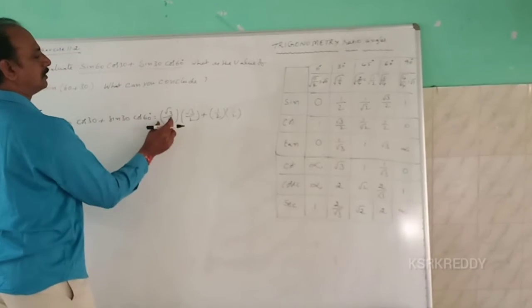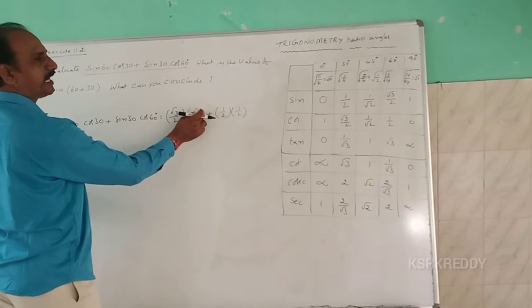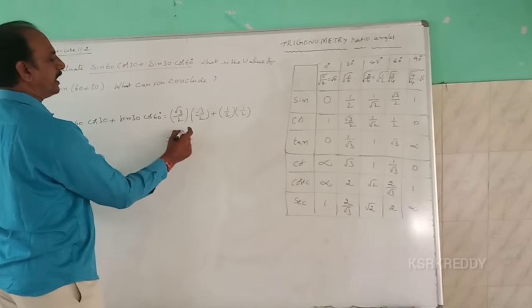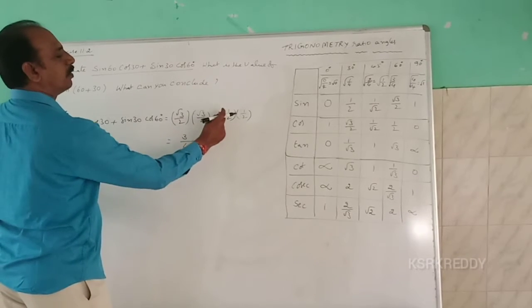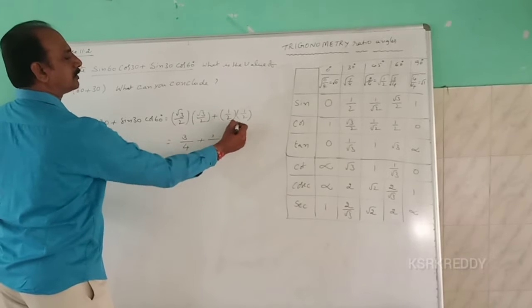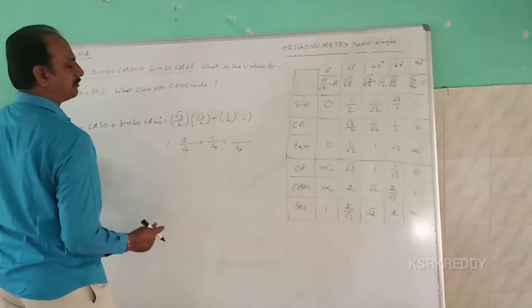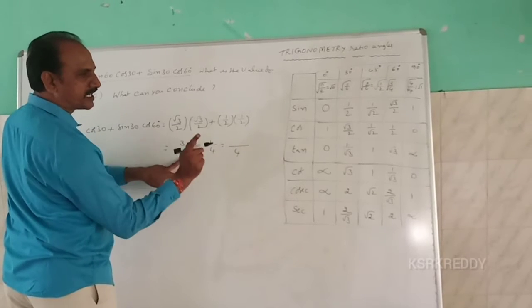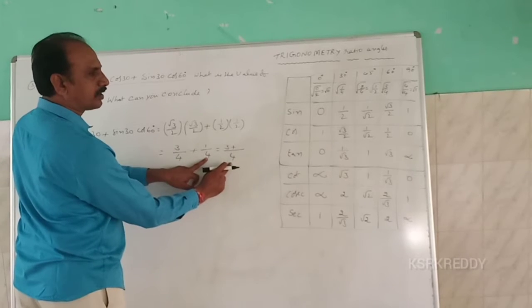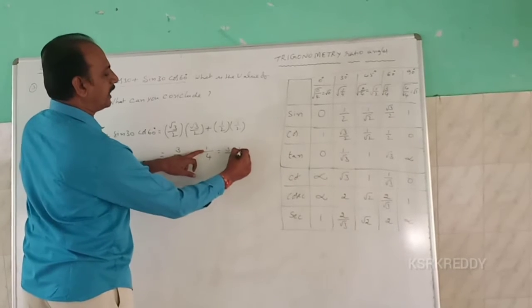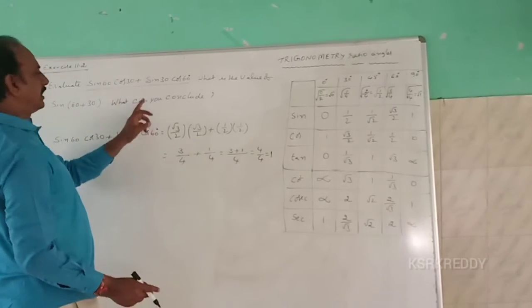That is equal to root 3 by 2 into root 3 by 2, root 3 into root 3 whole square, that is 3 by 2 twos 4, plus 1 by 2 twos 4. What is the LCM? 4 is the LCM. 4 how many times in 4? 1 time. 1 threes is 3 plus, 4 how many times in 4? 1 time. 1 ones 1. That is 4 by 4 equal to 1. That is one of the values.